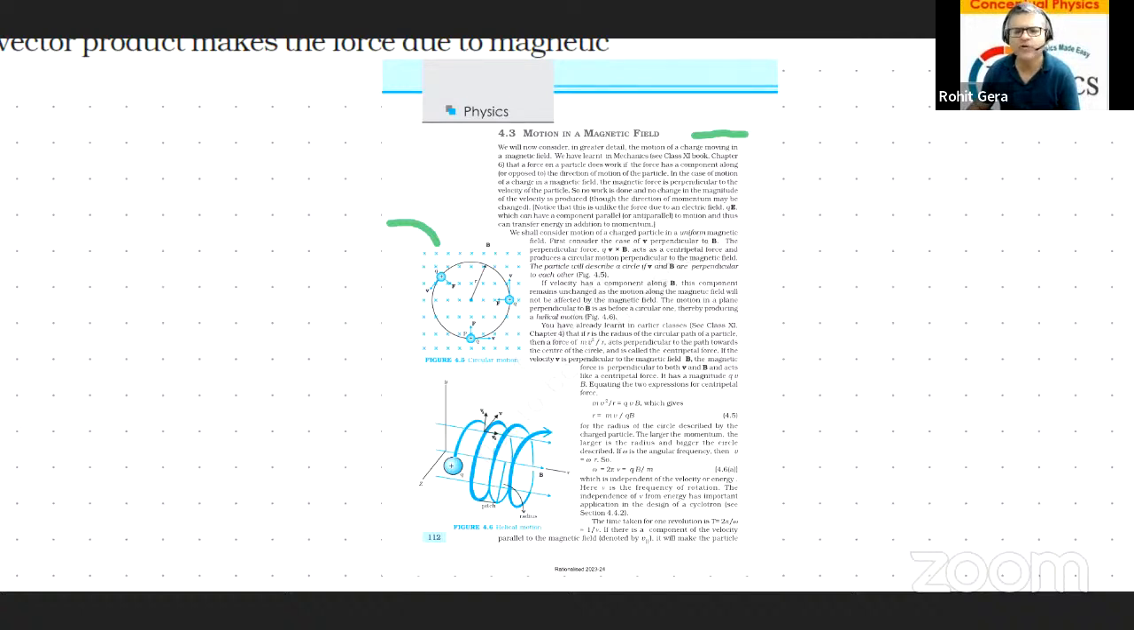First thing you have to understand, one thing is very clear, if you notice: you know now that the force being experienced by a charge is given, as a vector, by q v cross B.